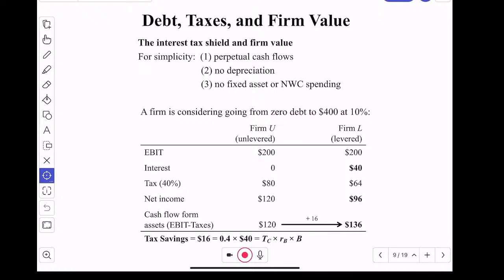So we continue to assume perpetual cash flows, and you'll see how that plays into things. We assume we don't have to deal with any kind of depreciation, or how we worked with capital budgeting and included tax shields from depreciation. So we're just going to throw that out. We're not going to deal with net working capital spending or a fixed asset purchase. Nothing capital budgeting. We're going to leave it out. Making this simple. And what do you see? Here is a firm considering going from zero debt to $400 of debt issued at 10%.